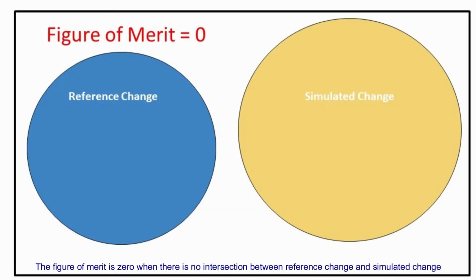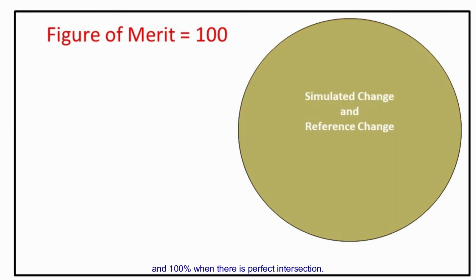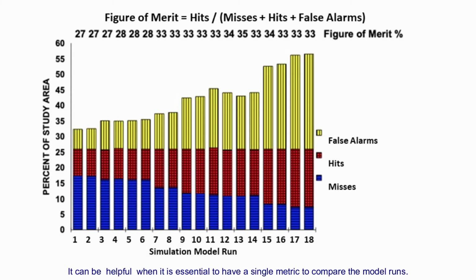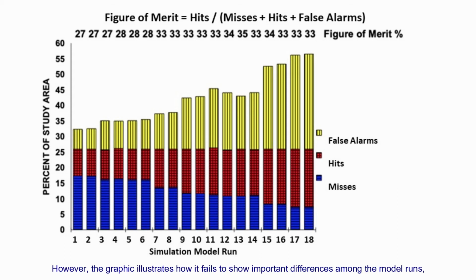The figure of merit is 0 when there is no intersection between reference change and simulated change, and 100% when there is perfect intersection. The figure of merit ranges from 27% to 35% among the 18 model runs. It can be helpful when it is essential to have a single metric to compare the model runs.